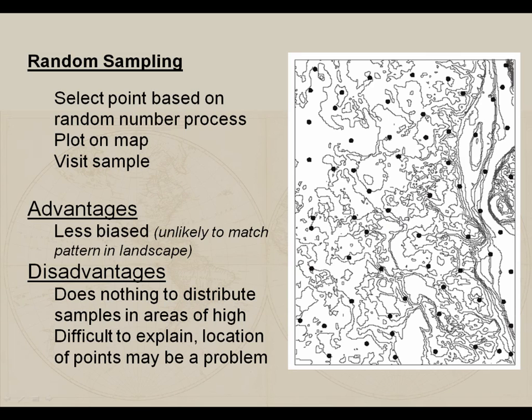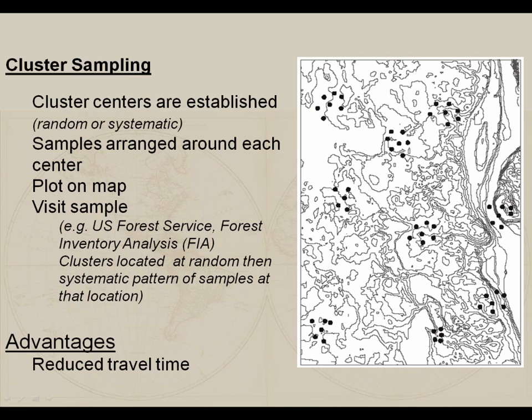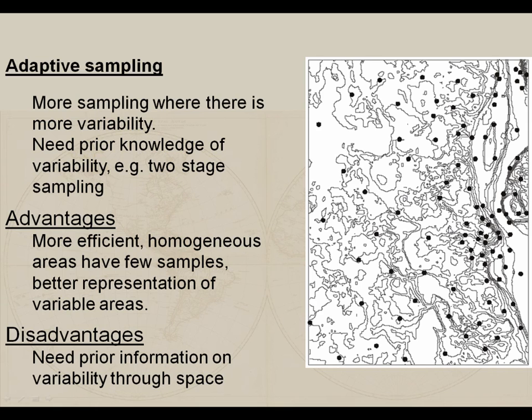Random sample is the least biased system, but it's very difficult to actually find the locations, and it does nothing to oversample at the areas where there's lots of change. Cluster sample minimizes travel time, so you would travel to an area, and then when you're there, you would do quite a number of samples based on some rules. Adaptive sample requires 2 stages. You need to have some sort of pre-knowledge of the area so that you can select more here and less where there's less change. So it's quite an efficient sampling method, but it requires prior knowledge, so it often is more costly and more involved.